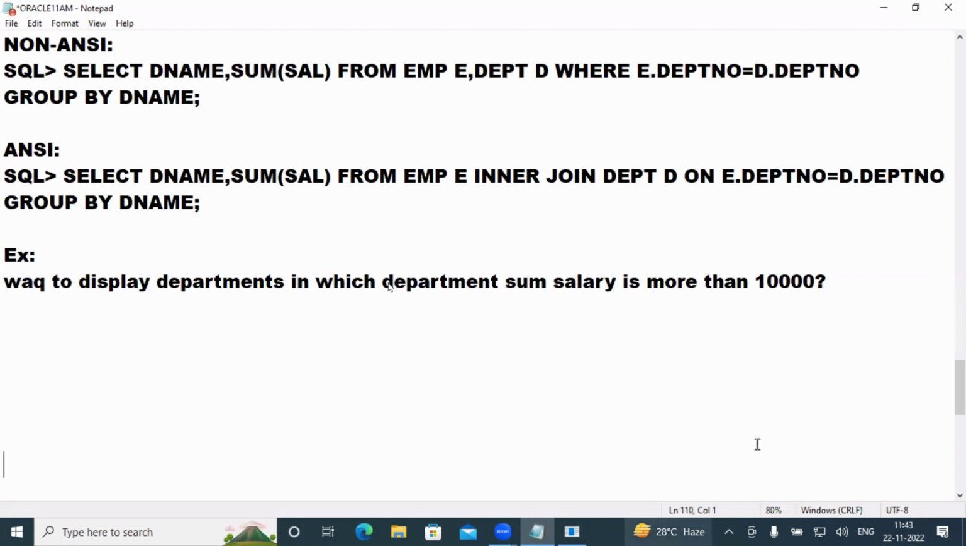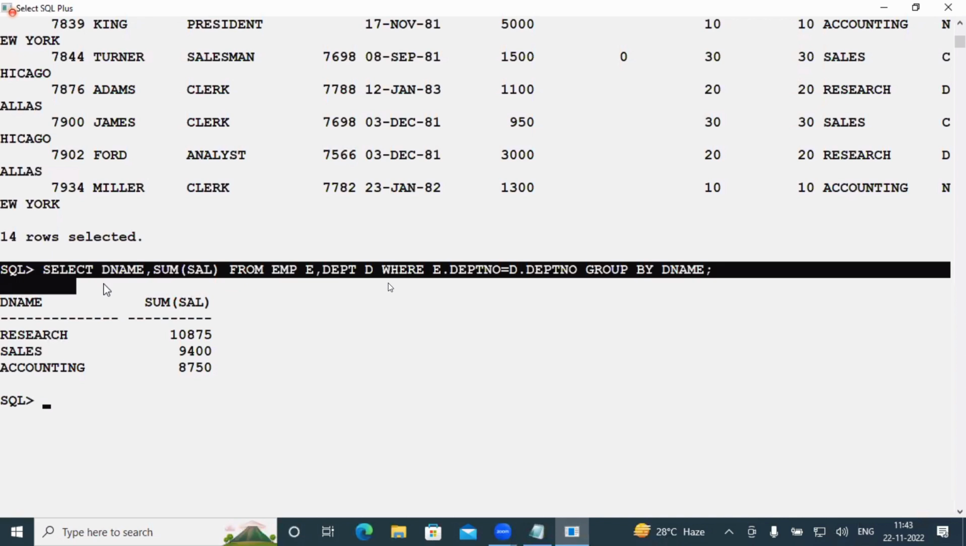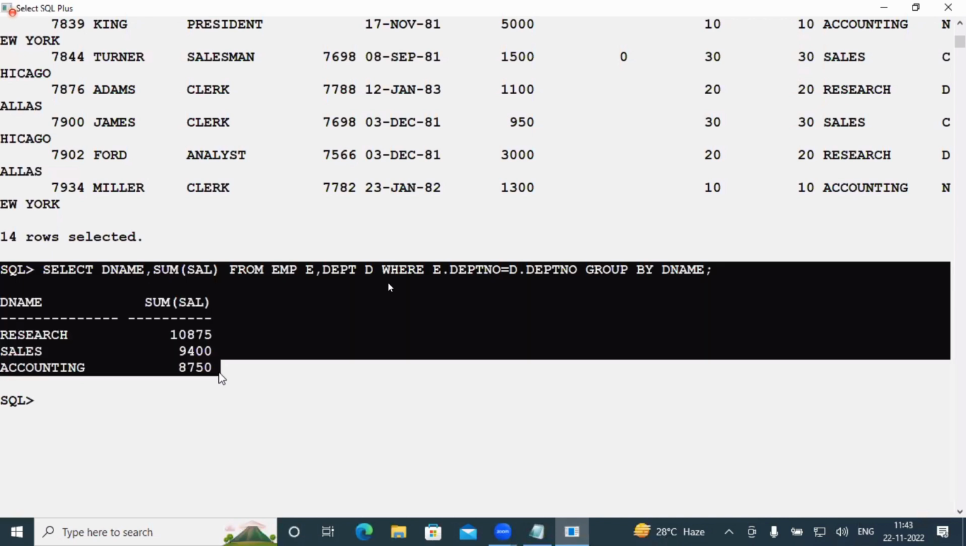Okay, now tell me, up to here grouping is done, and for each and every department name we find out the total salary, that is the sum of salaries. But next my question is, in which department is the sum of salary more than 10,000? Yes or no? Now tell me, which department is like that? Research department is there.